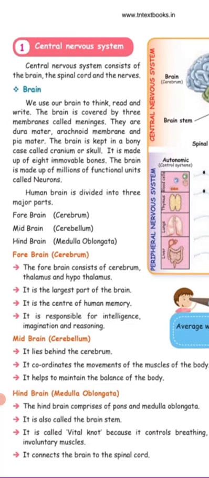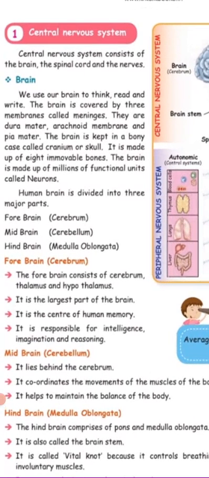So where is the brain kept? The brain is kept in a bony cage called the cranium or skull. So what is the skull? Yes, that is called the skull. So inside the skull only our brain is kept. Okay. So it is made up of 8 immovable bones.